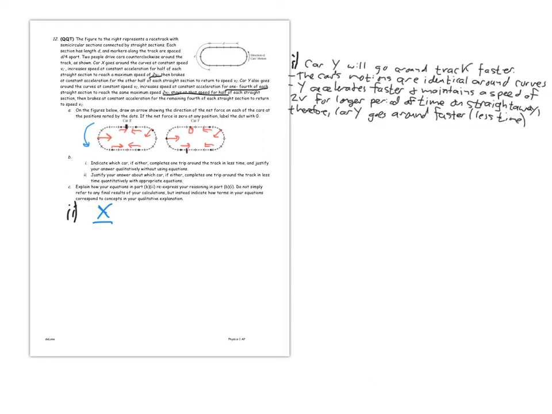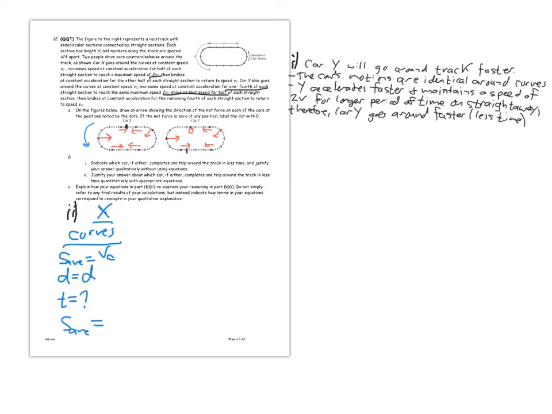For part 2 of B, we want to justify this quantitatively with appropriate equations. So I'm going to break this into a curves section and a straightaway. Because we're traveling at a constant speed on the curve, I can use the equation average speed equals distance over time, since that speed's not changing. So our speed along the curves is just going to be vC, our distance is going to be D, and we can solve for our time.